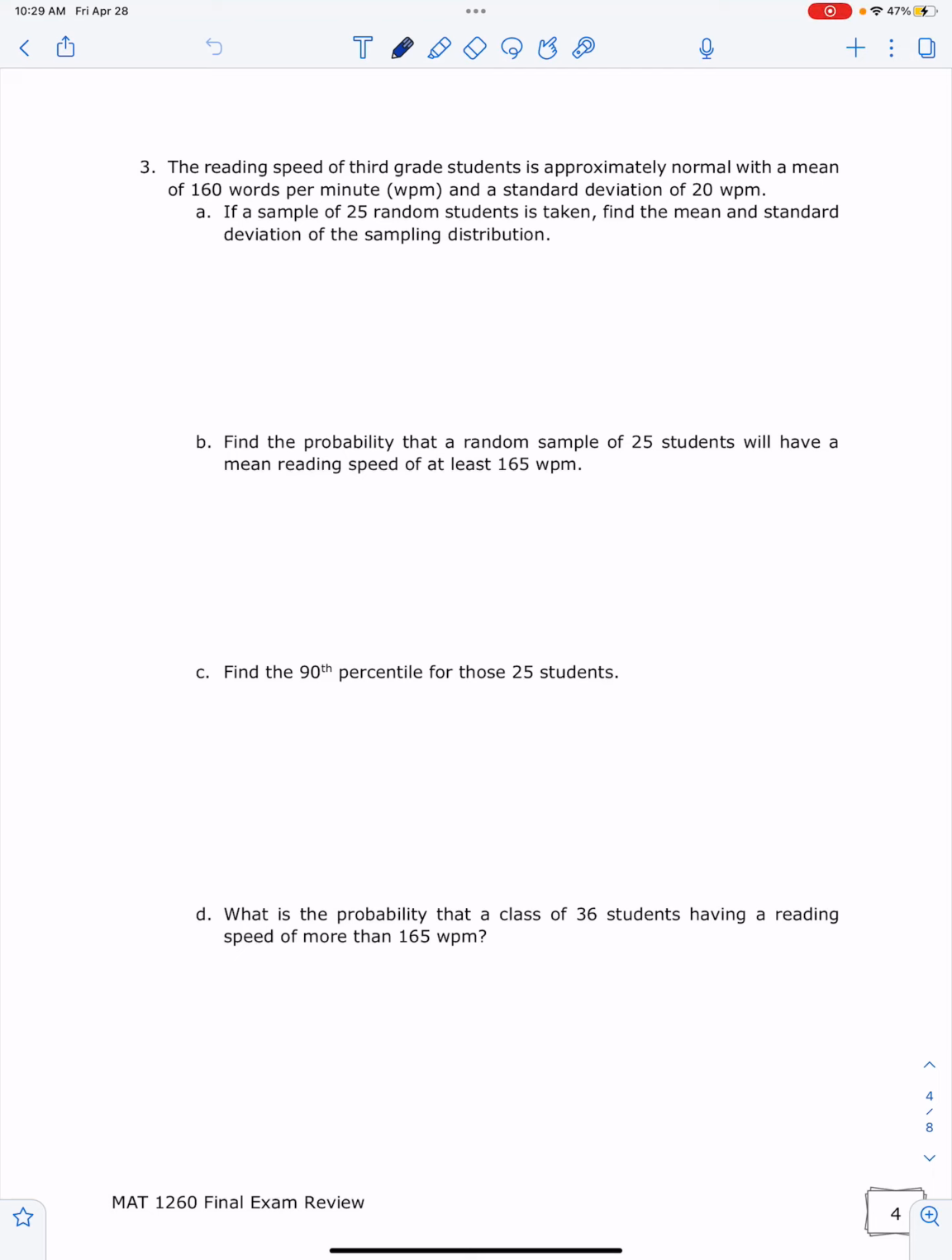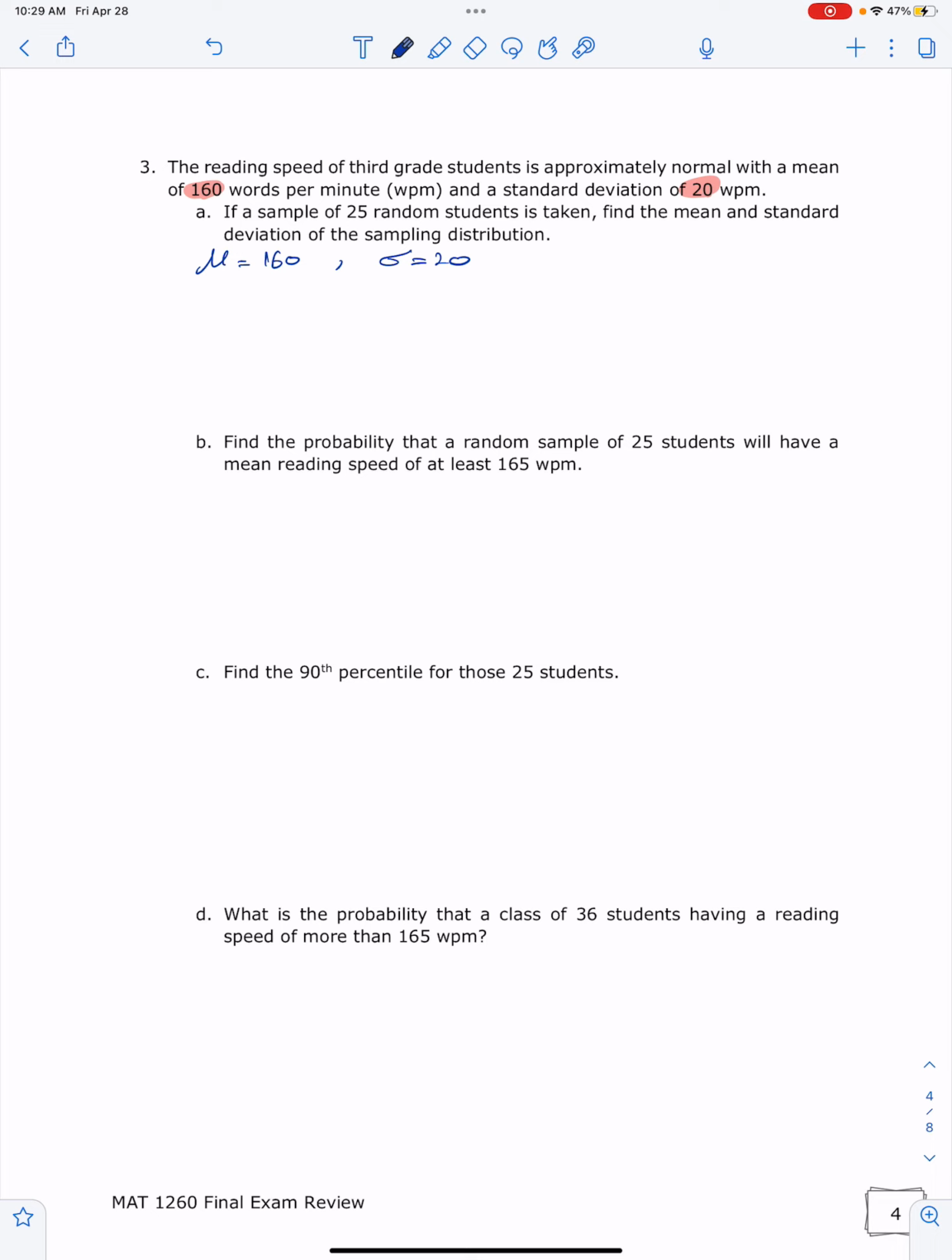The reading speed of third grade students is approximately normal with a mean of 160 words per minute and a standard deviation of 20 words per minute. If a sample of 25 random students is asked, find the mean and the standard deviation of the sampling distribution. So we have the population mean and we have the population standard deviation. So the population mean is equal to 160 and the population standard deviation is equal to 20.